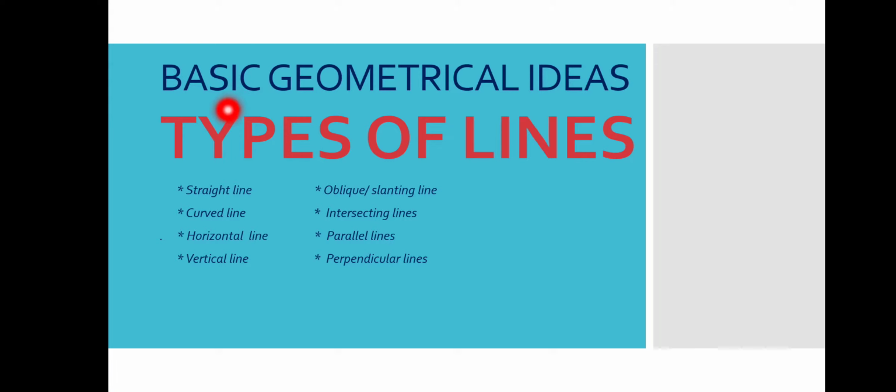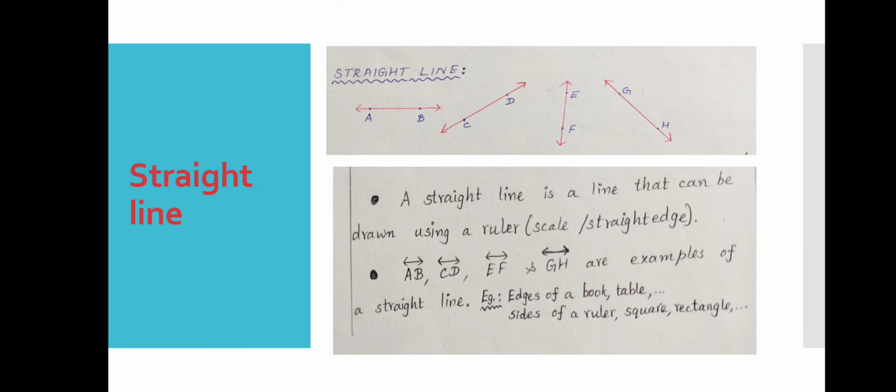Friends, come let us learn types of lines under the series Basic Geometrical Ideas. First type, straight line. A straight line is a line that can be drawn using a ruler.